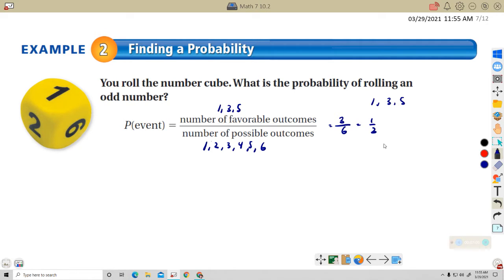And now we're going to put this in decimal form or percentage. So that's going to be 0.5 or 50%. You could leave it as 1/2 as well, but all of these work. Okay.